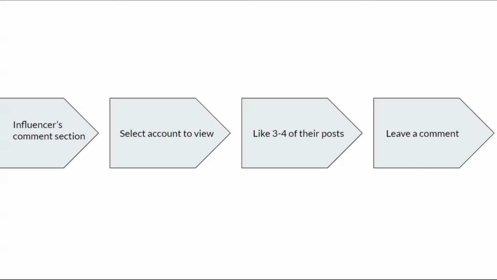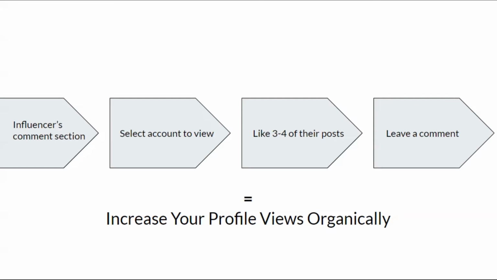So in order to do this, you would go to an influencer's comment section on their posts, and you would scroll through those comments and see who left interesting, thoughtful comments. Go ahead and select a few of those accounts to view. Now for each of those accounts, go through and like 3 to 4 of their posts, and then I want you to leave a thoughtful comment. This is a great way to increase your profile views organically.